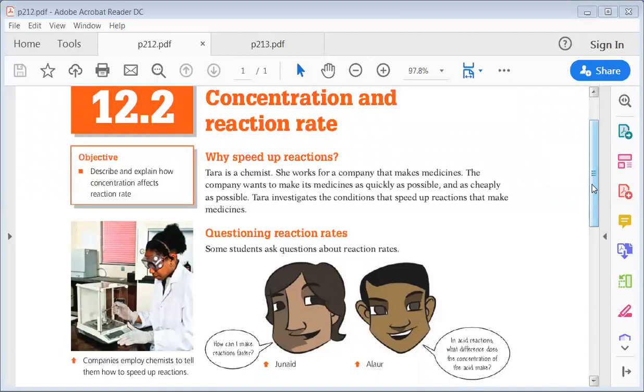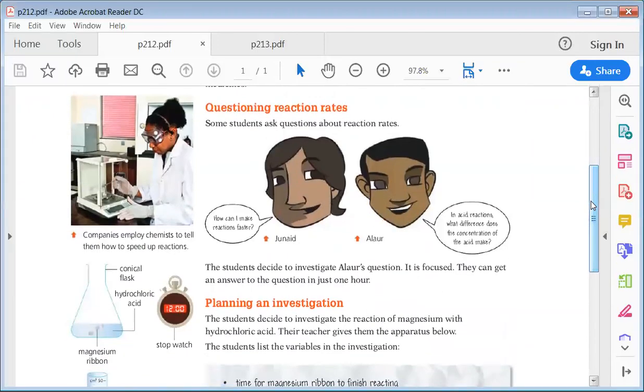Here, we have two students. They ask questions about reaction rates. Junaid said, how can I make reactions faster? And Alor said, in acid reactions, what difference does the concentration of the acid make?